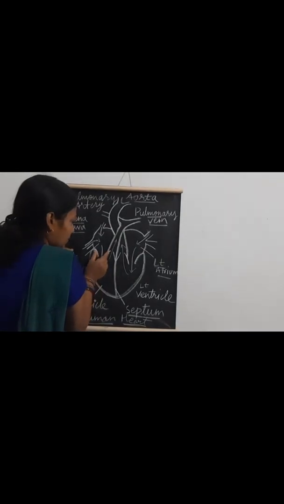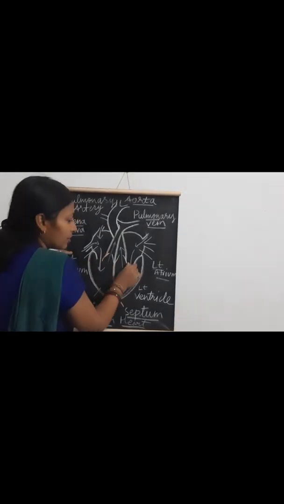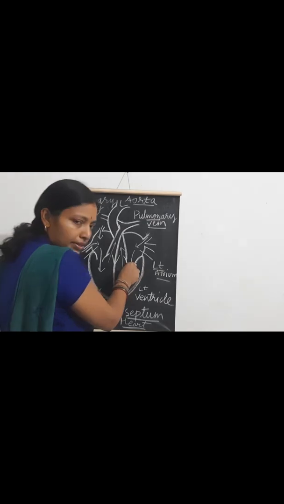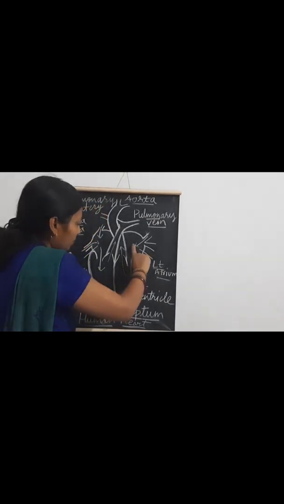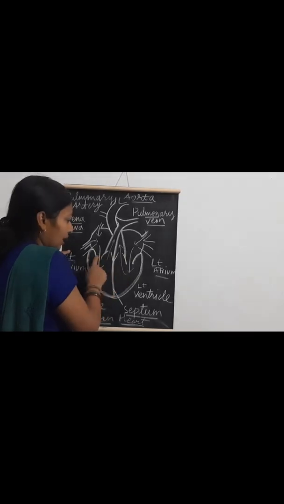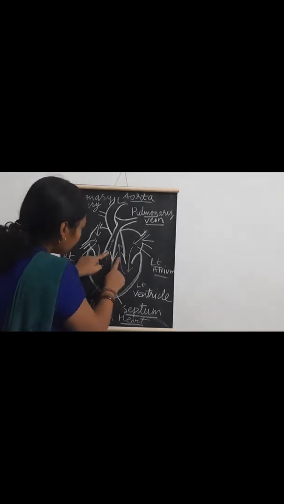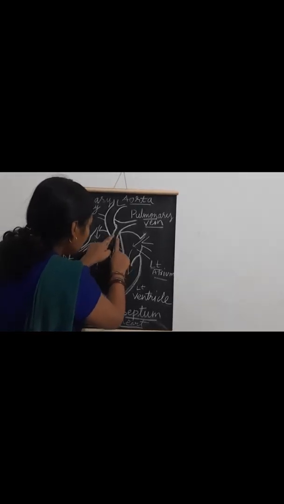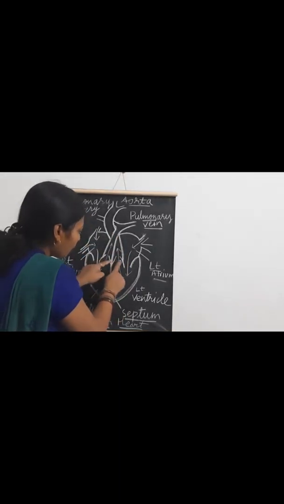Here you can see this is known as atrioventricular valve. This is not given in your textbook, but you should know that between this top and the lower chamber, one set of valve is there, and here at the beginning of these two big blood vessels also valve is there.